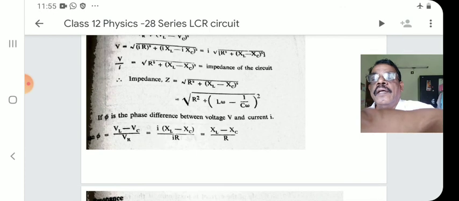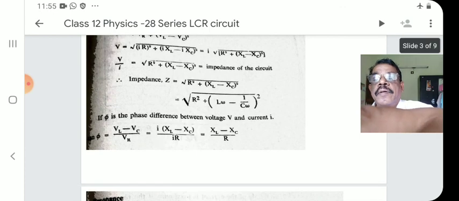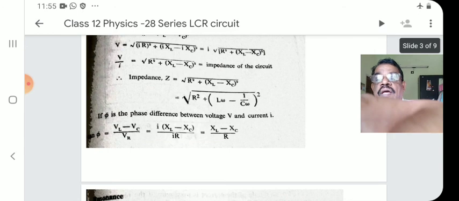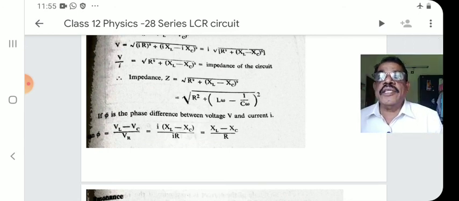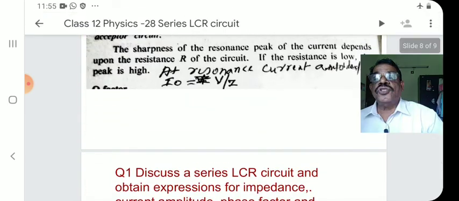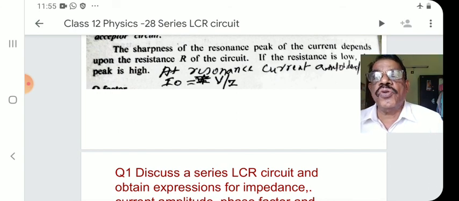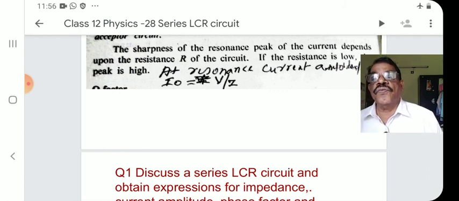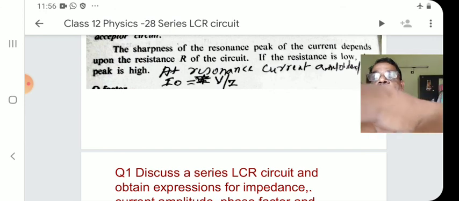Here Z is equal to root of R square plus (L omega minus 1 by C omega) whole square. At resonance, L omega equal to 1 by C omega. So Z becomes R. So resonant current we can write as I0 is V by Z, where Z is equal to R. You can add that. At resonance, the current amplitude I0 is V by Z is equal to V by R.